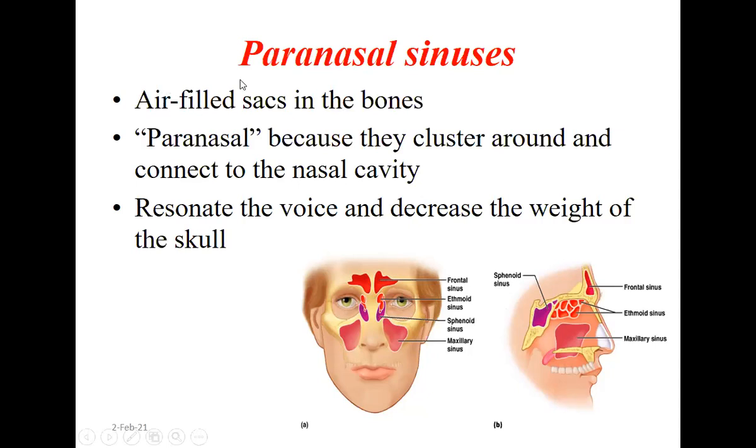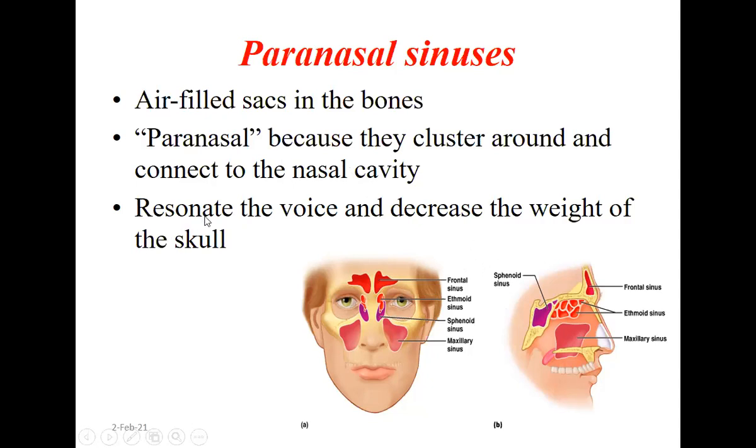So they are air-filled sacs in the bones, small cavities within the bone. They are called paranasal because they are clustered around and connect to the nasal cavity. As I said, para because they are on the sides of the nose, and nasal because they are around the nose. So they all connect to the nasal cavity.